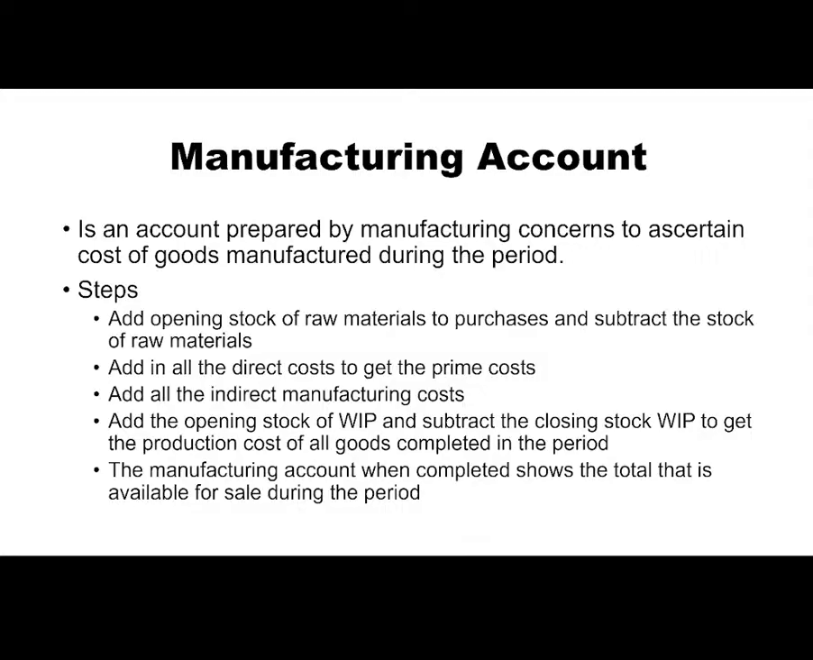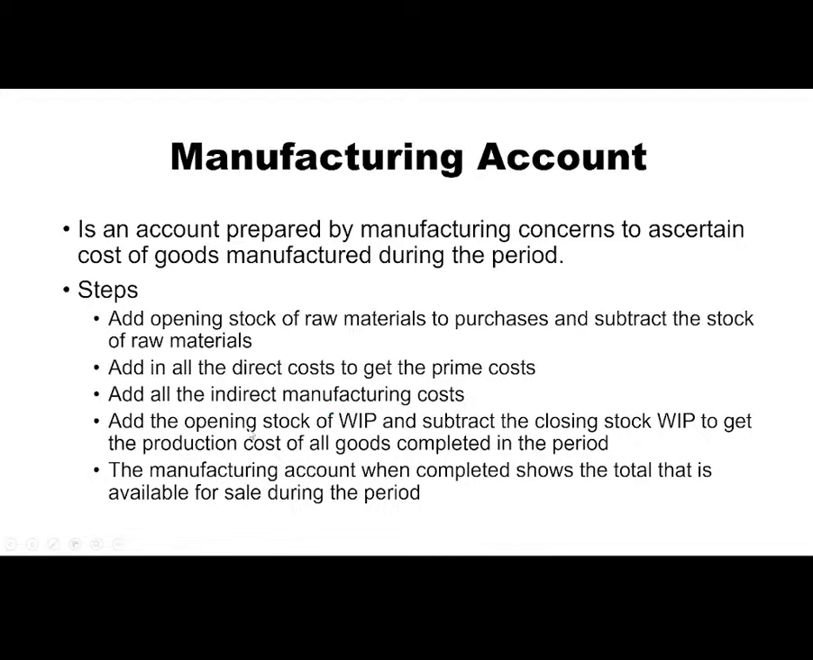So first we add the opening stock of raw materials and purchases, and subtract the closing stock of raw materials. So this is going to get the cost of materials used during the period. Then you have to add all the direct costs to get the prime cost. Then you shall also add all the indirect manufacturing costs.